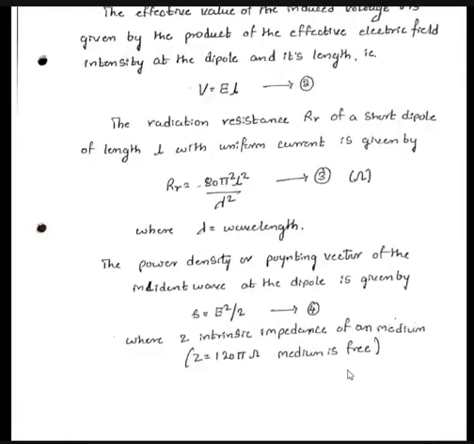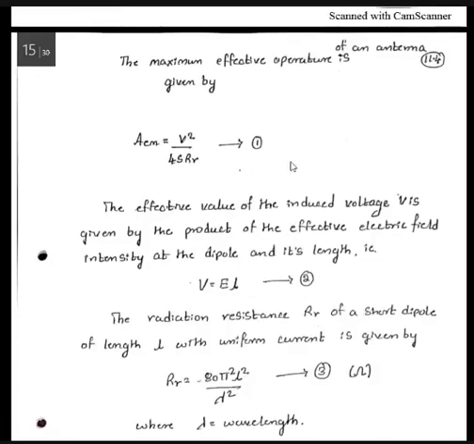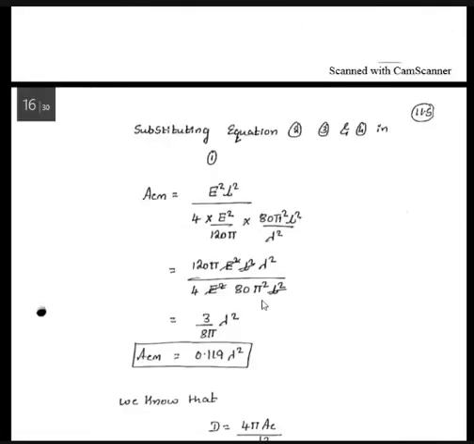So we have V, we know the value of the radiation resistance, and we know the value of S, that is, the power density. Substituting equations number 2, 3 and 4 in equation number 1, what exactly is the maximum effective aperture? E squared L squared divided by 4 into the power density into the radiation resistance.